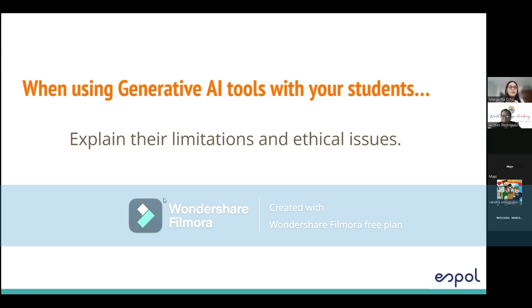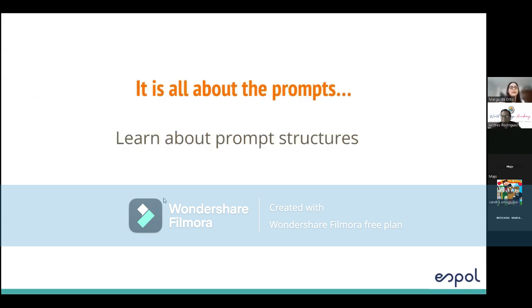We have to talk about the ethical issues, especially when we're using ChatGPT, because our students might start cheating. You say, write a 5-paragraph essay about this, and they just copy and paste and say, teacher, my essay. So you have to explain the ethical issues about using ChatGPT to cheat in your assignments. Very important to do that.